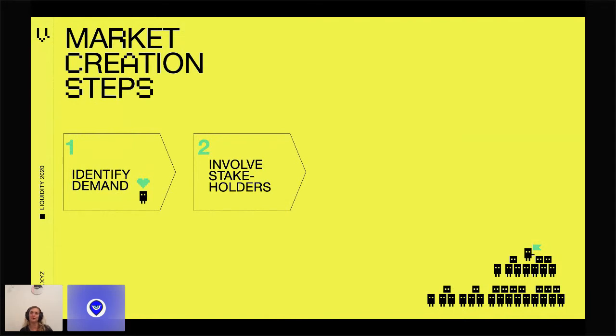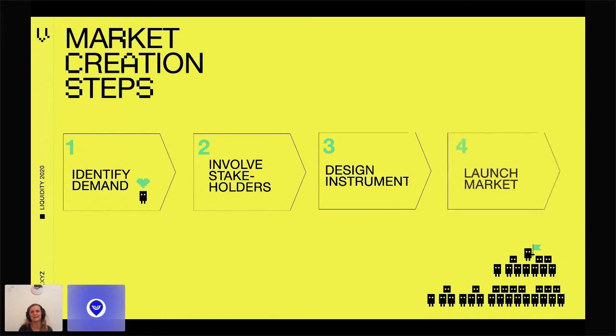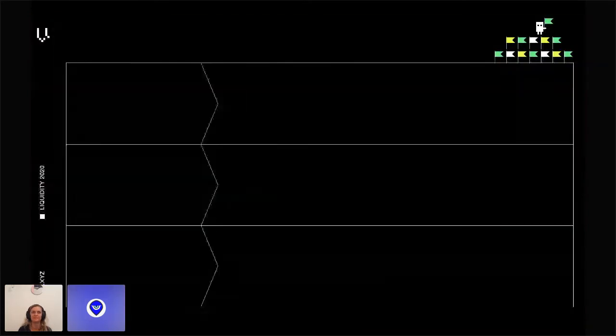You may want to involve them really early on, I would say, because they're going to have a say in what happens in the next step, which is designing the instrument. So this is about making a whole bunch of decisions around what financial product will be useful and how it should be configured. And then ultimately, of course, there's the launch of the actual market. And we're going to show you today how easy that is to do using Vega's on-chain governance.